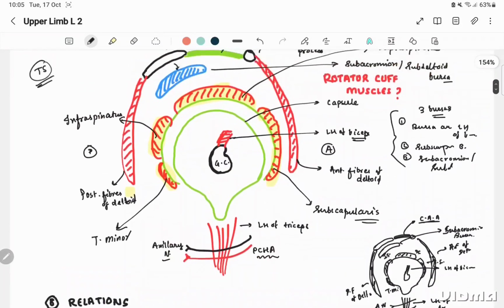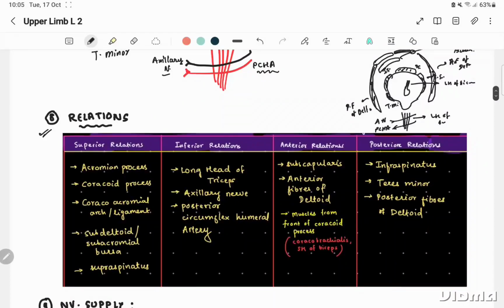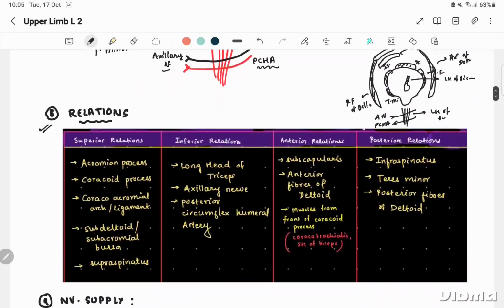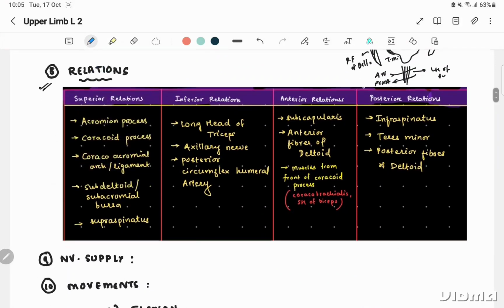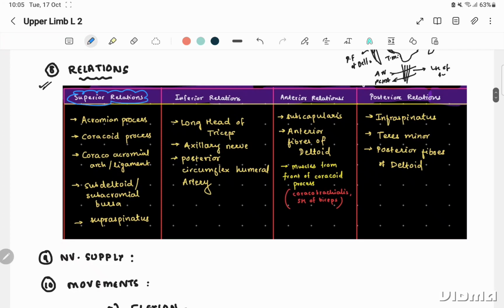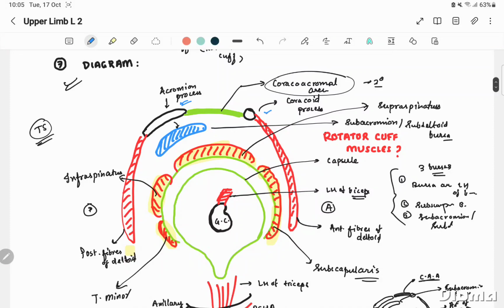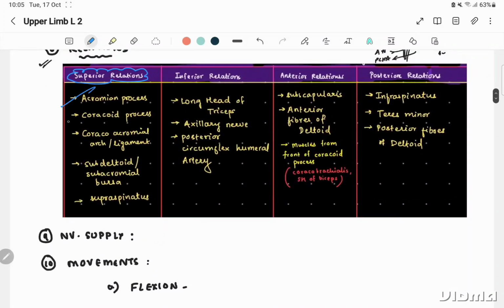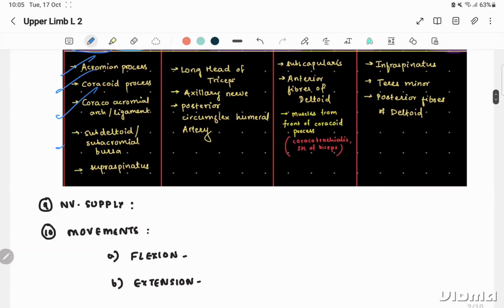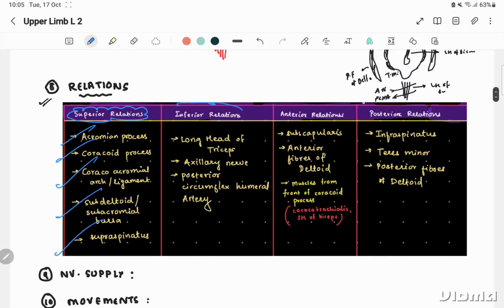So if it is clear, let's move forward. We have the relations of the shoulder joint. If you have understood this diagram, then relations are nothing. Okay. Let's talk about superior relations. So what is lying superiorly above the shoulder joint? We have the acromion process, the coracoid process, the coracoacromion arch, the subdeltoid bursa, and the muscle supraspinatus. So acromion process, coracoacromion arch, subdeltoid bursa, and supraspinatus. Done.